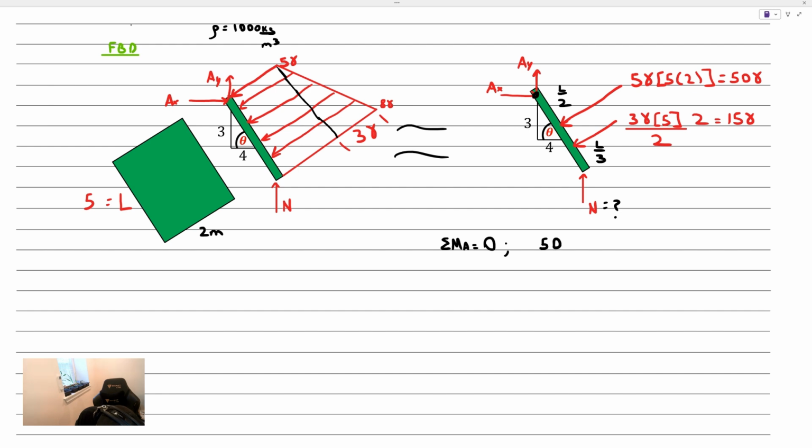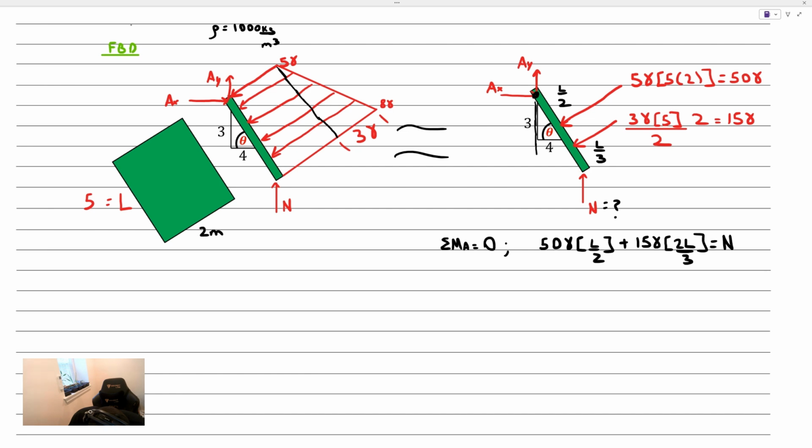That's one due to the 50 gamma with a moment arm of L over 2. We'd also have another clockwise contribution due to that 15 gamma that comes from that triangular load. It's not L over 3, but it's the complement of that, 2L over 3 from that A point. That must be equal to the normal force multiplied by that moment arm.